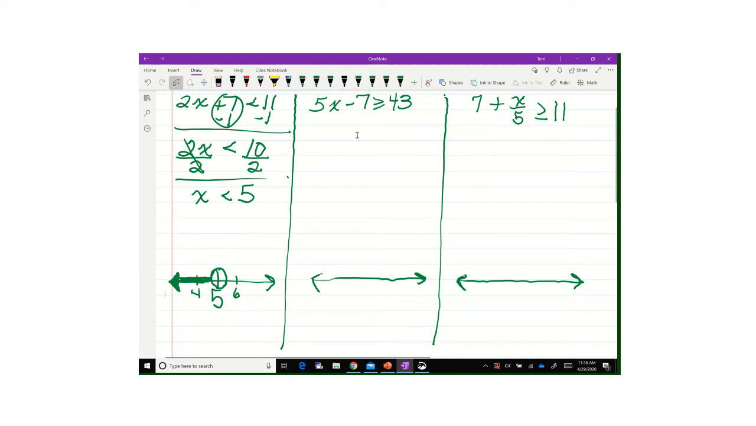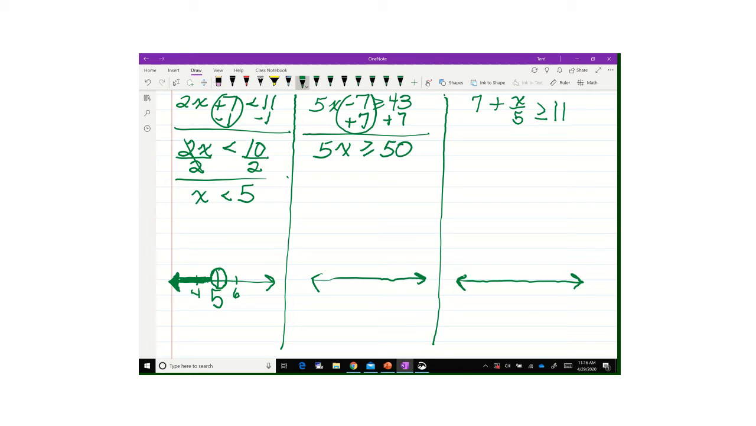All right, let's look at our second problem here. We have 5x minus 7 is greater than or equal to 43. Again, we're going to start here because we are doing our addition and subtraction first. Because that's subtracting, the opposite is add, so we're going to add a 7 to both sides. Opposites, again, form a 0, and we have left 5x is greater than or equal to 50. 43 plus 7.